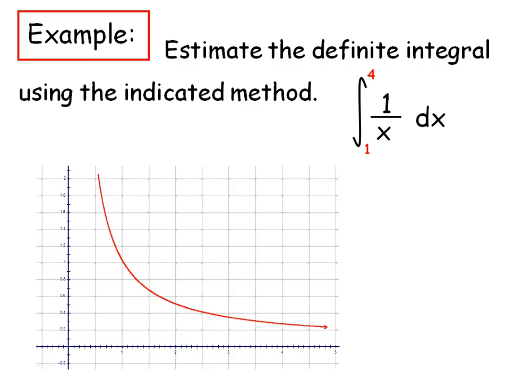So this is our graph. Now the lower bound is 1, the upper bound is 4, so we're talking about this region here, from 1 to 4. Now, keep in mind, the more rectangles we use, the more accurate our estimation will be. But we have to find the area of every single rectangle and add them all together. So the more rectangles you have, the more complicated and difficult your calculation will be.